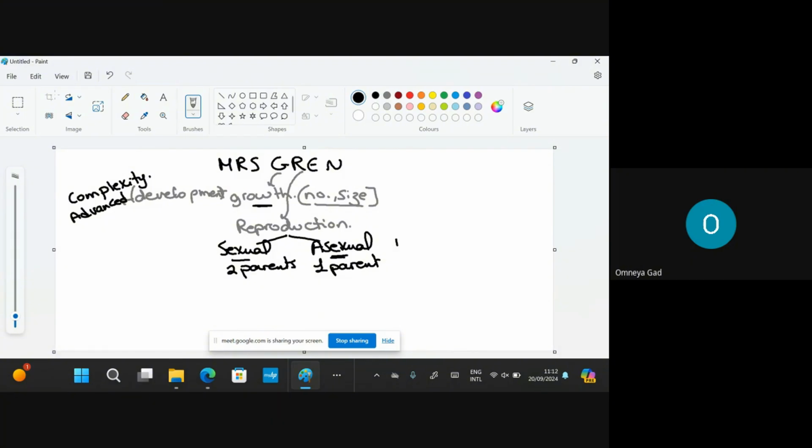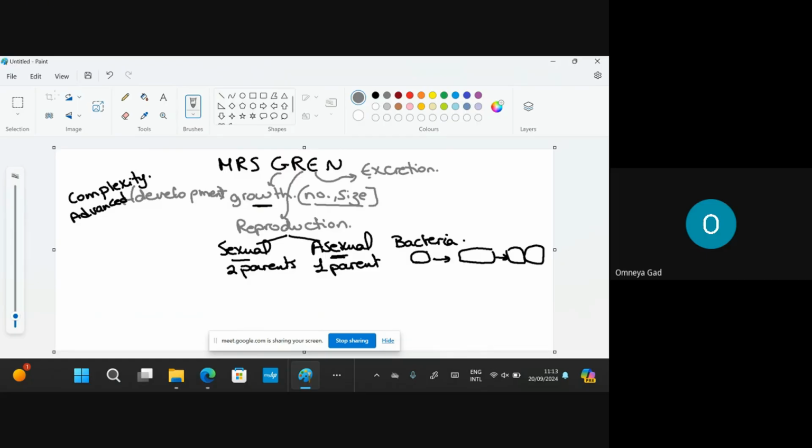For example, like in bacteria, the bacteria has the ability to increase in its size, to double its size, and then it's going to divide to form two cells. And by this, they reproduce asexually. Okay? Right. Let us move to the word after it, which means excretion.